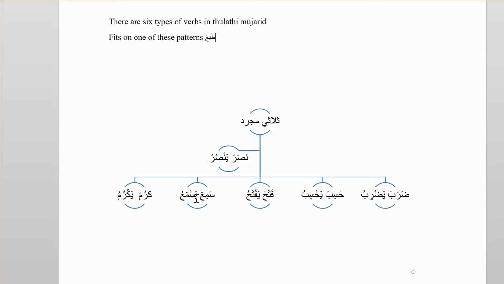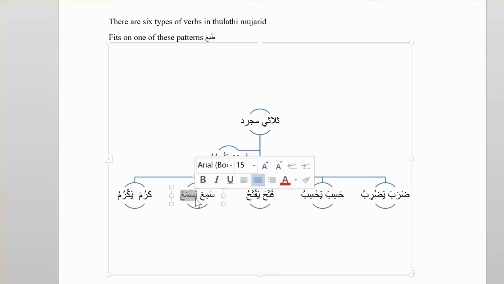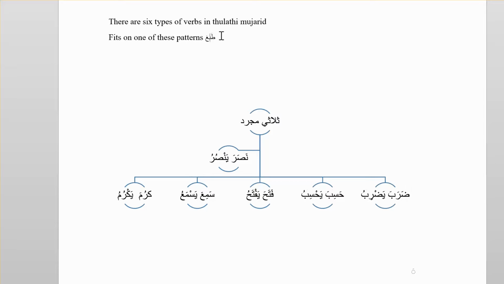What do I mean by that? If someone was to take that verb and put it under bab sami'a, then that word taba'a will not have any meaning. It doesn't even mean anything. So the word tabi'a is not a word. The word taba'a is a word. Let me go back and explain one more thing here.